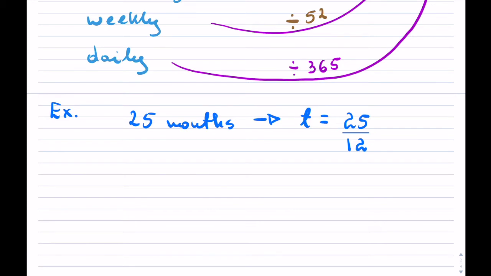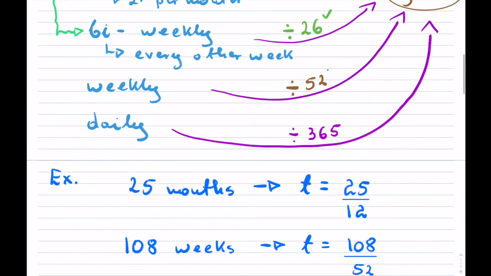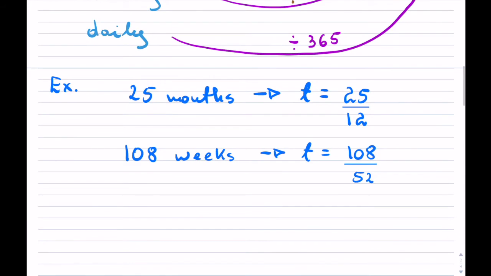Now this can happen for any of these. For instance, if you had interest accumulating for 108 weeks, then in order to find t, you take 108, because it's weeks, and divide it by 52, because there are 52 weeks in a year. That's something you cannot forget. You always have to change it back into years. No matter what, you have to change it so that t is in years.